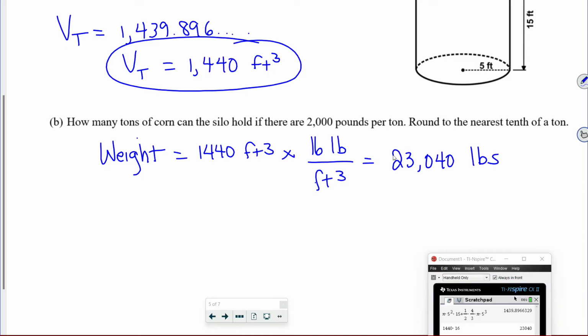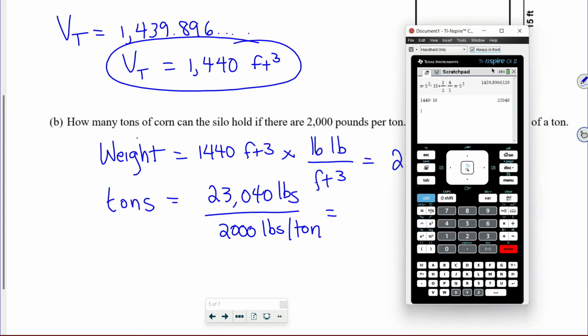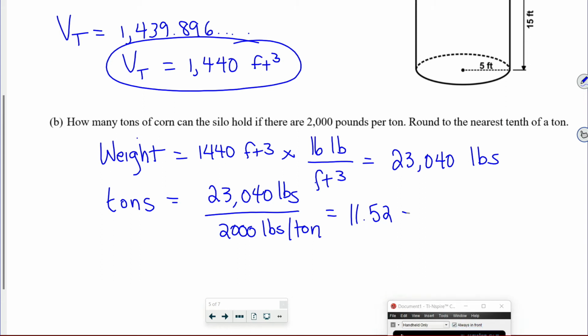pounds, right? And now we can say the number of tons we have is going to be 23,040 pounds divided by 2,000 pounds per ton, unless, of course, you're using the metric system, but we're not. Divided by 2,000, of course. It never ceases to amaze me how I forget that every time. Have to hit approximately, and that is 11.52 tons, which to the nearest tenth of a ton is 11.5 tons.